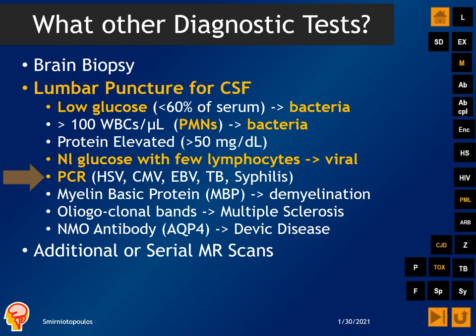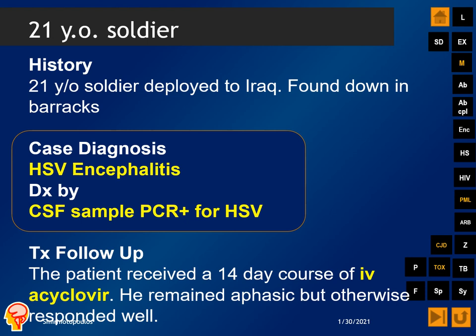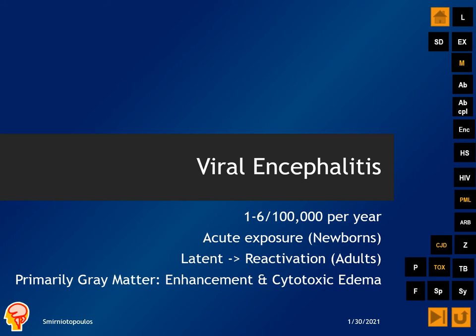So we get back to our patient here. He did have CSF drawn and the PCR was positive for herpes simplex virus. The patient had a 14-day course of IV acyclovir. He remained aphasic but otherwise responded well to the therapy. So let's talk more about viral encephalitis.